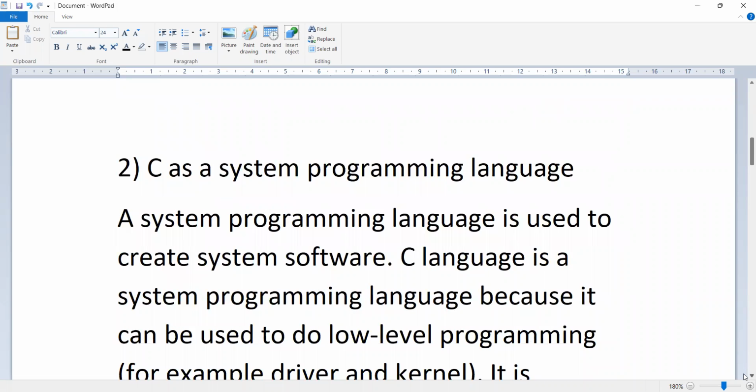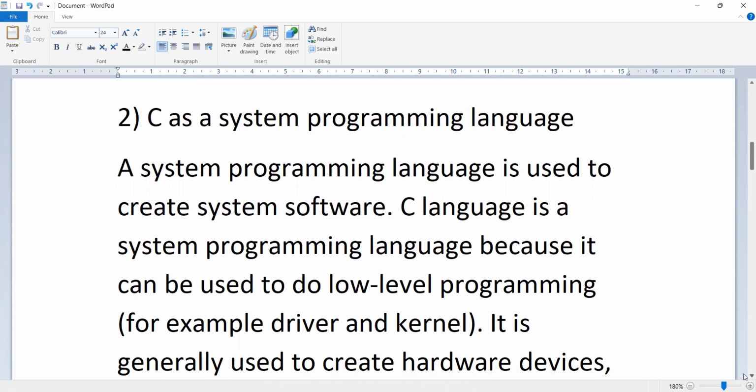C as a system programming language. A system programming language is used to create system software. C language is a system programming language because it can be used to do low level programming, for example, drivers and kernels.